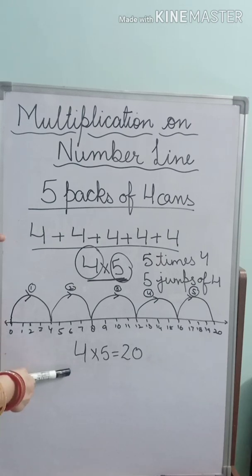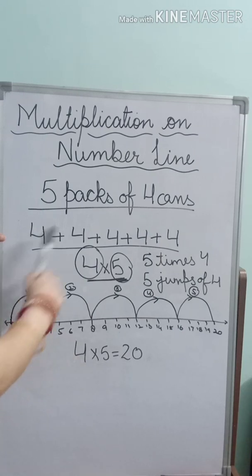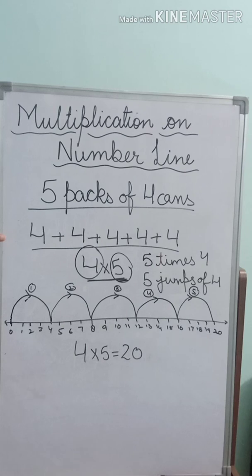4 means the size or the length of the jump, how many steps you have to take. And 5 means the number of jumps, how many jumps you need, right?